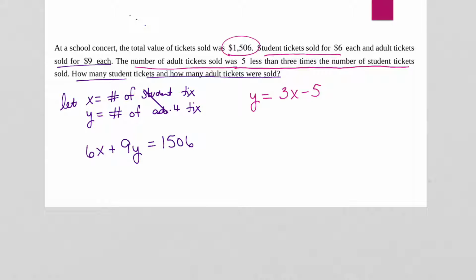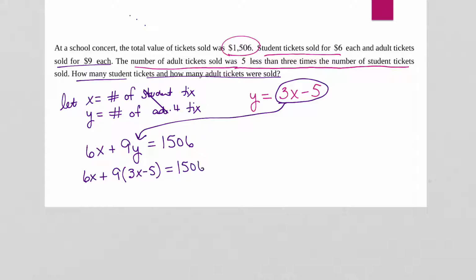Alright, so now I can take this right here, that y equals, and I can put it in for y right there. So I've got 6x plus 9 times, instead of y, I'm going to put 3x minus 5 equals 1506. I need to distribute, so I've got 6x plus 9 times 3x is 27x, 9 times negative 5 is negative 45.